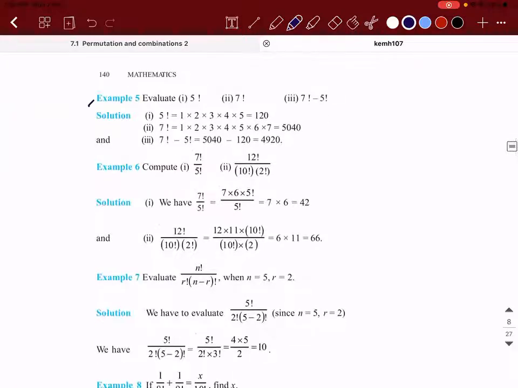Are you guys confident solving this? What is 5 factorial, guys? 5 into 4 into 3 into 2 into 1. It is 120. 7 factorial. 120 multiplied with 42. Because 7 into 6 will come.